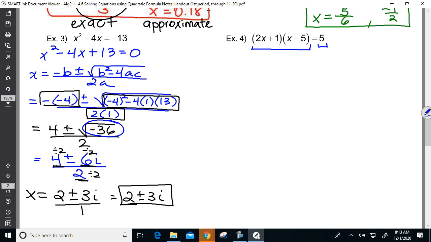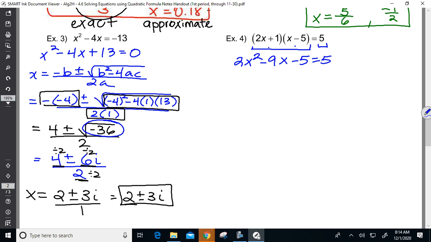What's the first thing we could possibly have to do? We've got to do something to this problem before we even use the quadratic formula. So 2x plus 1, x minus 5, you're going to have to do FOIL. You're going to have to multiply that out. Do not just take 2x plus 1, set it equal to 5, and x minus 5, set it equal to 5. You're setting yourself up for disaster. If you multiply that out, you end up with 2x squared minus 9x minus 5 equals 5. Again, that's from doing FOIL.